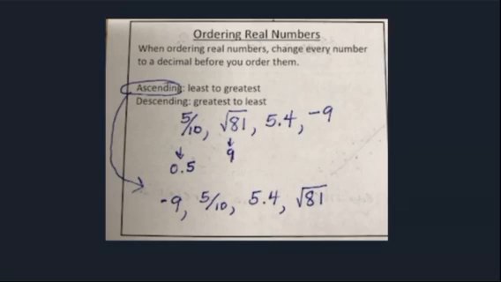Now remember, when you see it on the test, they will always keep their original form. So square root of 81 will still be the square root of 81. Changing it just helps you to order them. But when you're looking for the answer on the paper, you need to go ahead and convert it back to the original form that they gave you. That way you know you're looking for the correct answer.